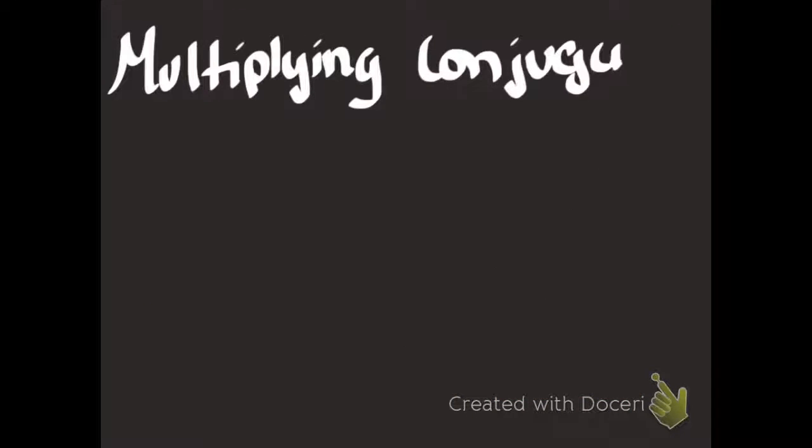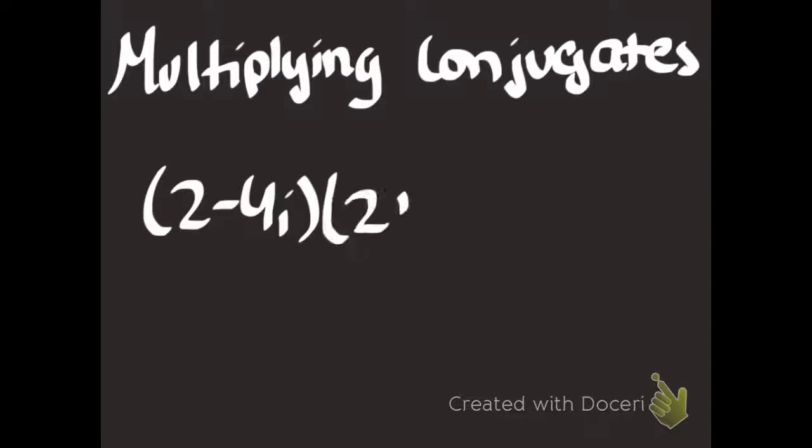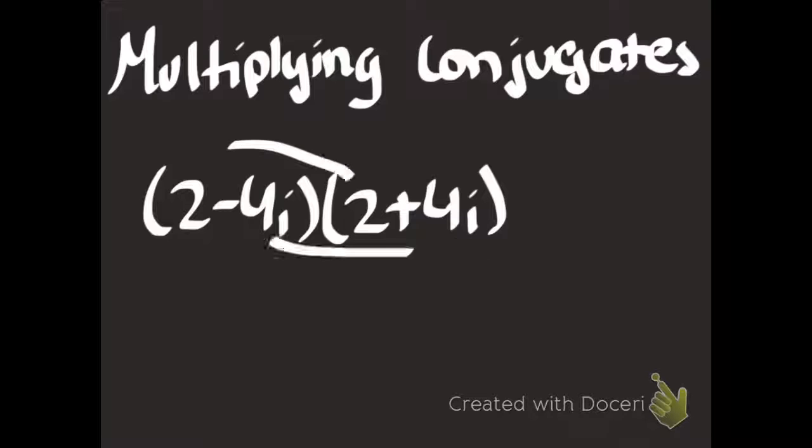The next thing is multiplying two conjugate complex numbers. The equation is 2 minus 4i times 2 plus 4i. Then you get 4 plus 16, and the i squared gives you a negative 1, making it a positive 20.